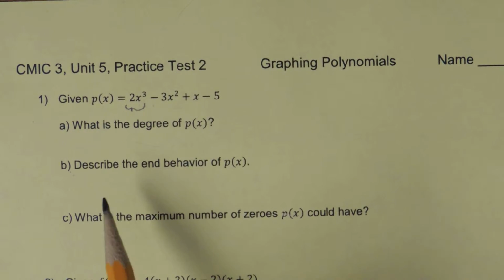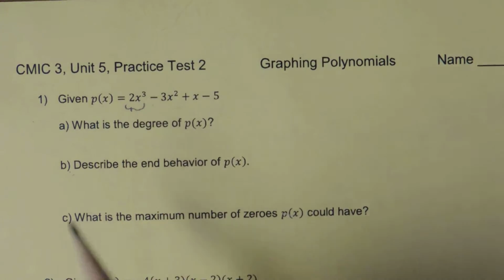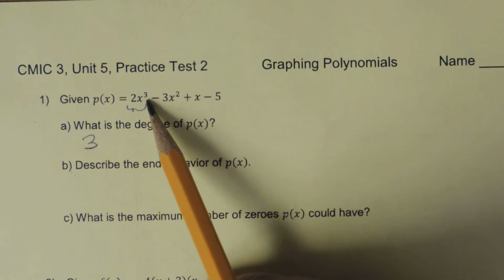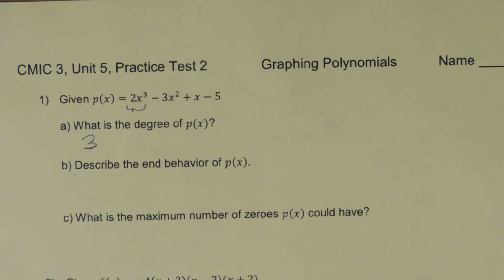Describing the end behavior, I'll look at that. As far as the degree, it is 3, because that is the highest order term. The degree is the exponent of the highest order term, or the highest exponent in the polynomial. To describe my end behavior, I look at what happens.